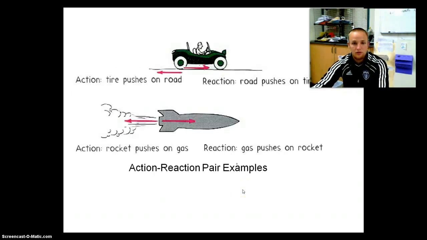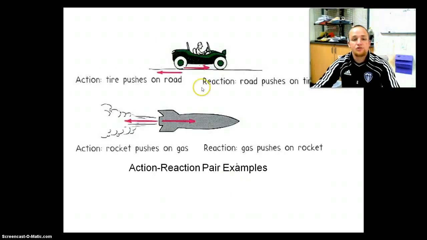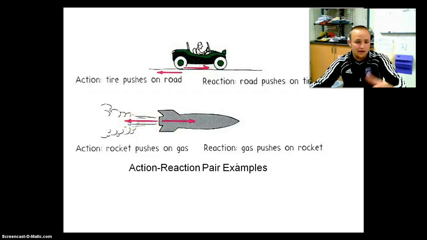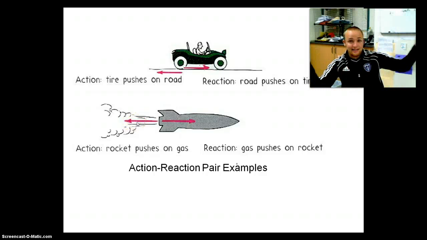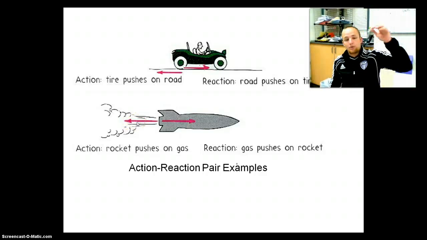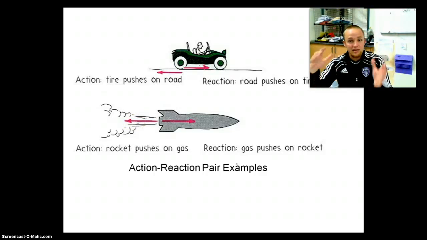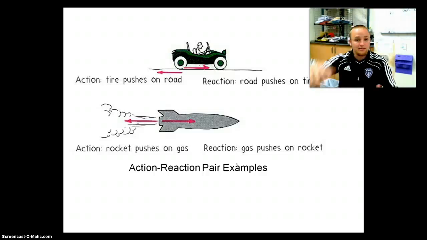Okay. So we have a couple more examples here. When you're driving down the road, because of the friction of your tires on the road, you are able to go forward. So your tires push on the road, and the road pushes you. Another example that we have trouble visualizing is the rocket. Because we have this expanding gas inside our rocket, it pushes on the rocket, and the rocket pushes on the gas. So because of this, we're able to create lift.